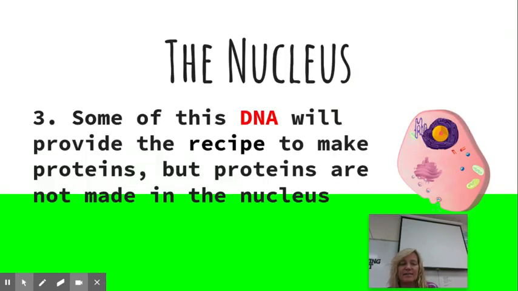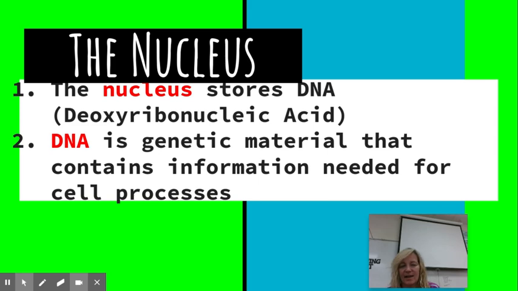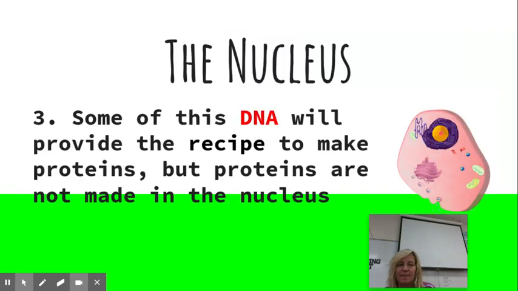All right, so we talked about this yesterday. You saw this slide yesterday. The nucleus stores DNA. DNA is bound in chromosomes. And so she used the term chromosomes. We're going to call it DNA for now. DNA is the genetic material that contains information needed for cell processes.